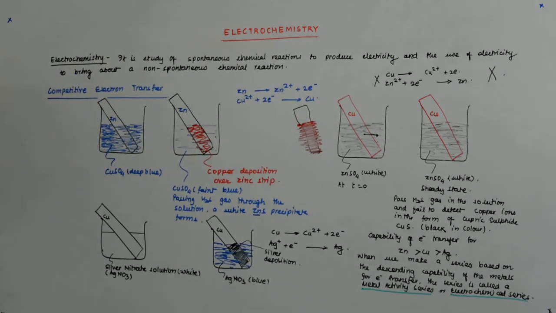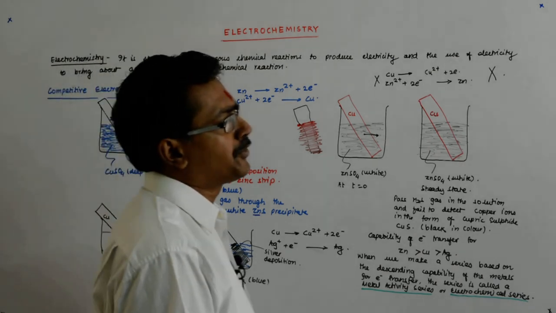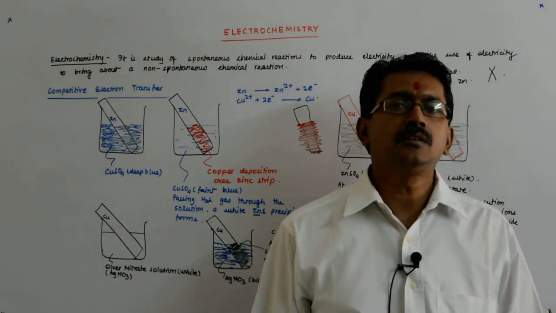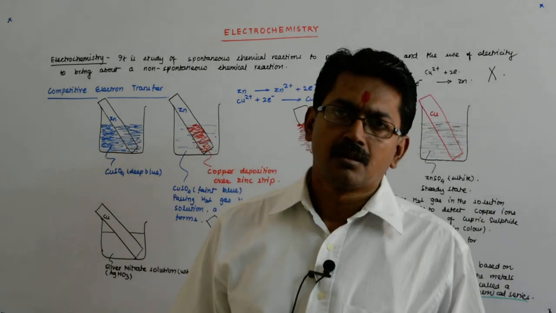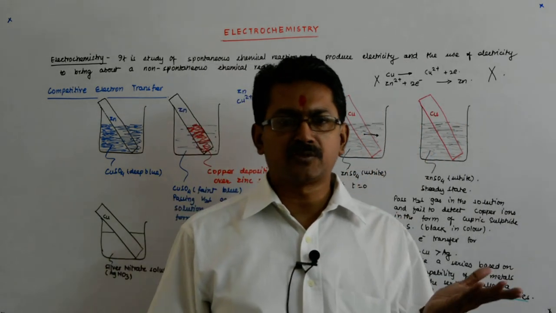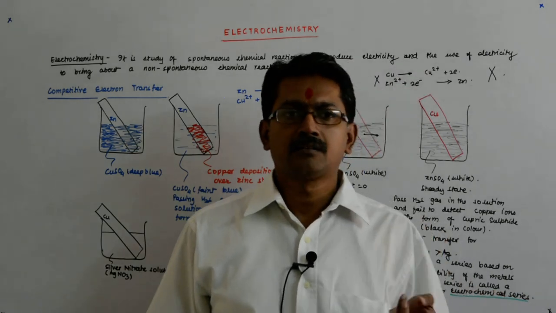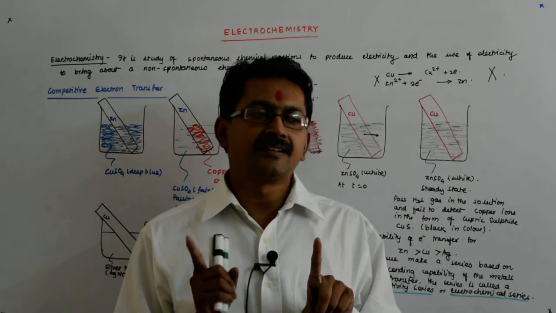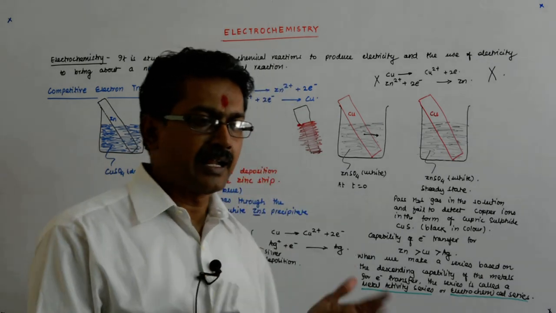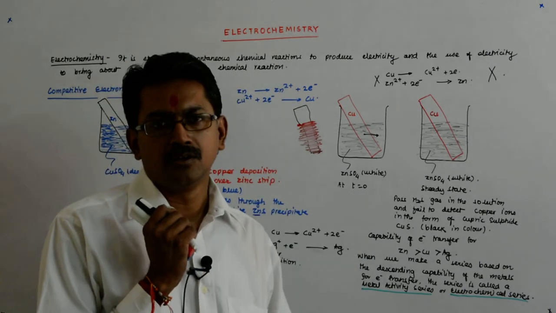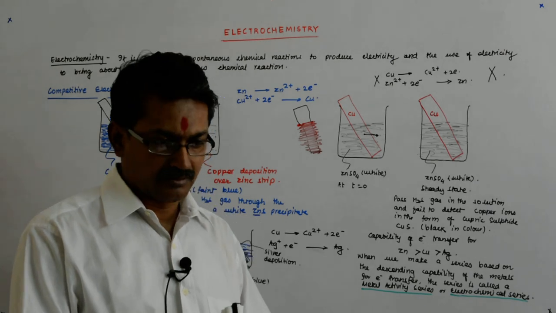If you remember, this was taught to you when you were doing the displacement reaction in class 10th. When we were doing the displacement reactions, there you were able to tell whether this will be able to dislodge the ion from that, and the displacement reaction will occur or it will not occur. Correct? Yes.